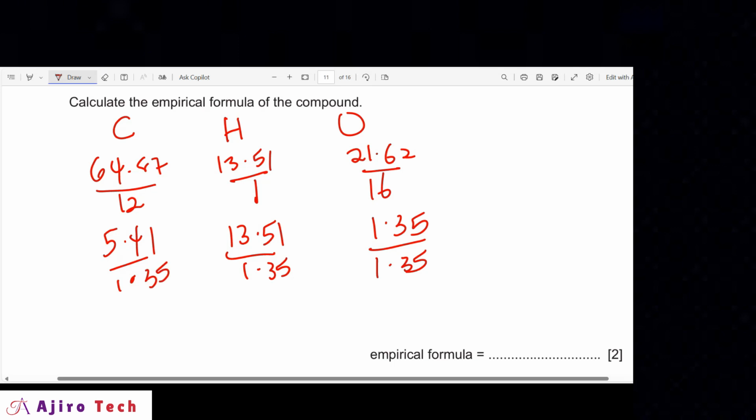So we have 5.41 divided by 1.35. I have 4.00 here. So I'll move to the next one, 13.51 divided by 1.35. I have 10.0 here, and then I have 1 here. So now we have the formula. So it's simply C4H10O. So it's straightforward enough. So that is how to solve that question, basically.